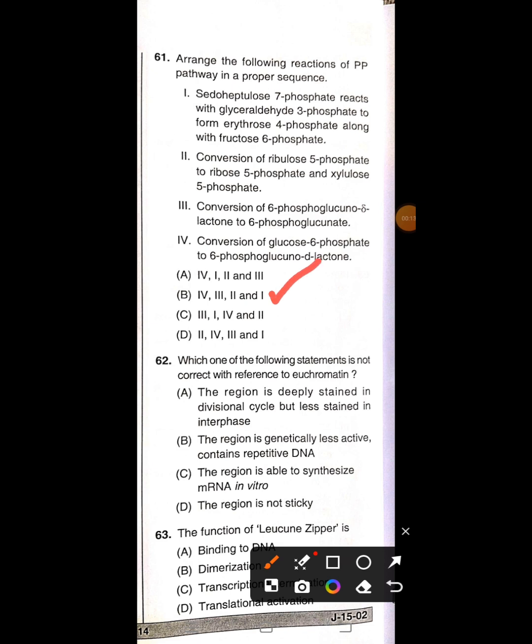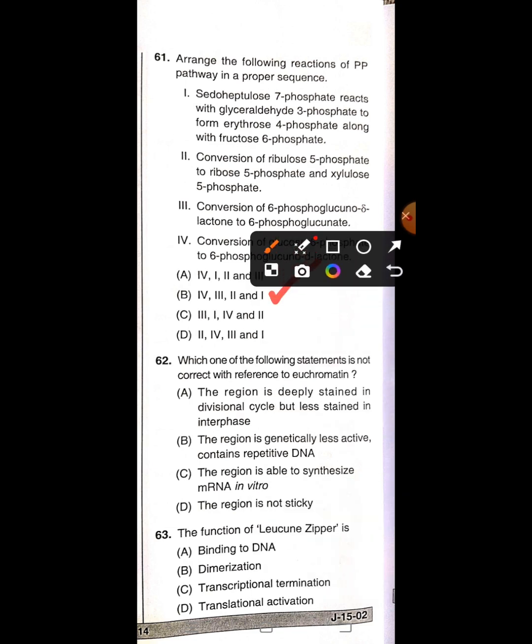So B is the correct answer. That means the first step is the fourth step, then the third step, then the second, and then the first. Okay, so let's see the next question.